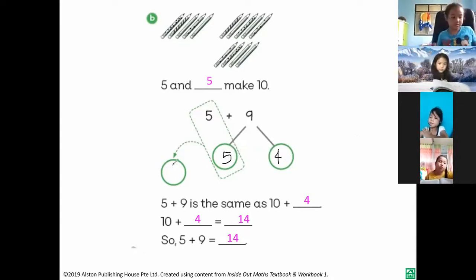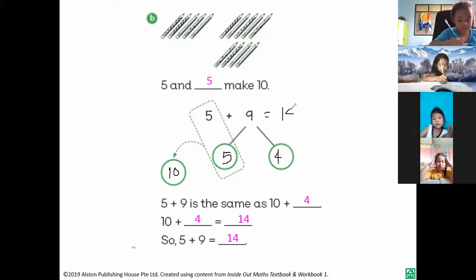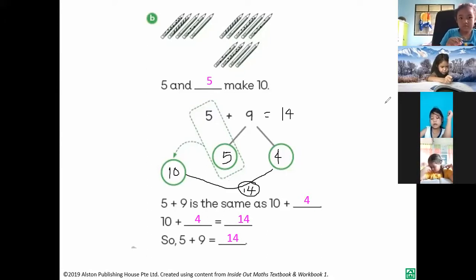So 5 and 5 make 10. So 5 plus 9 is equal to 14. And 10 and 4, that's also 14. So that's the same. I'm done.